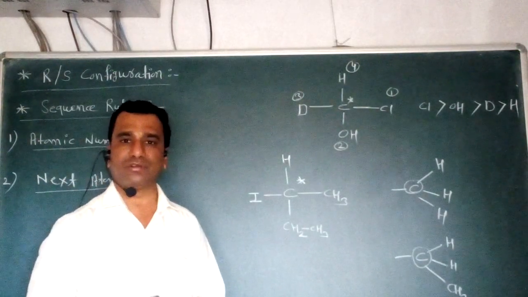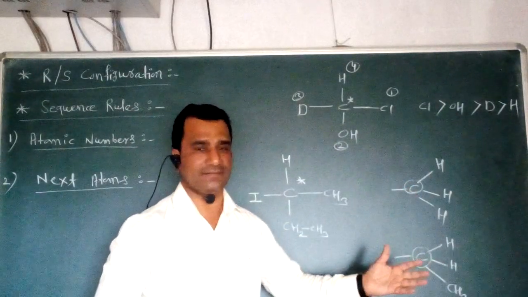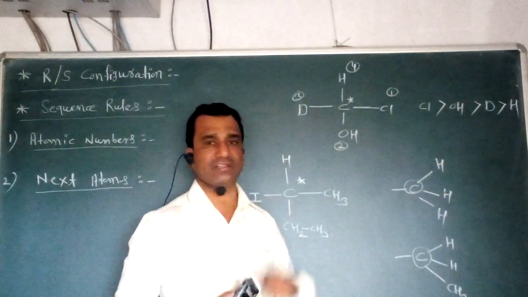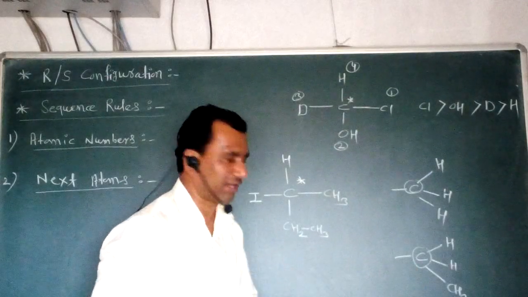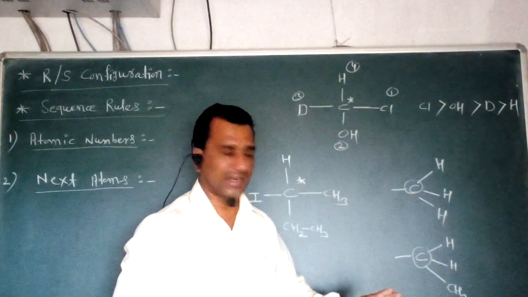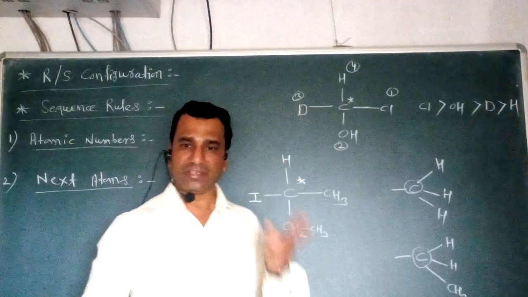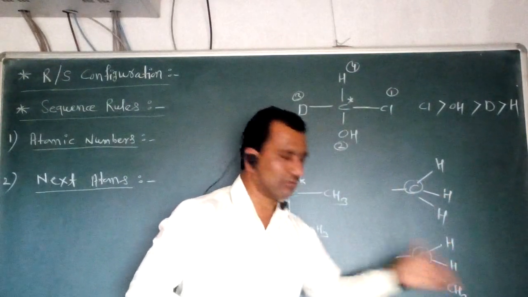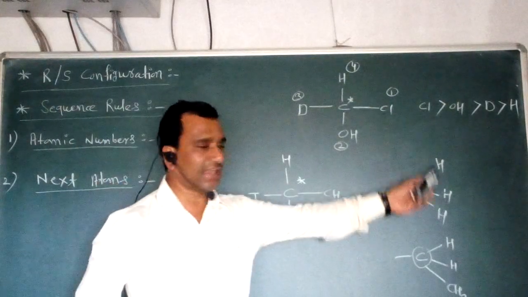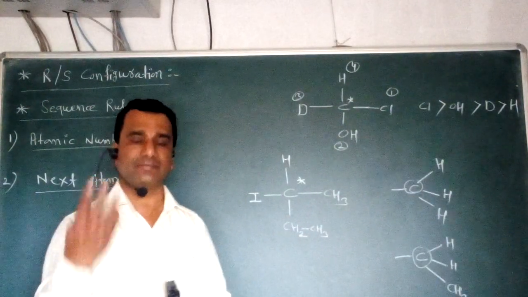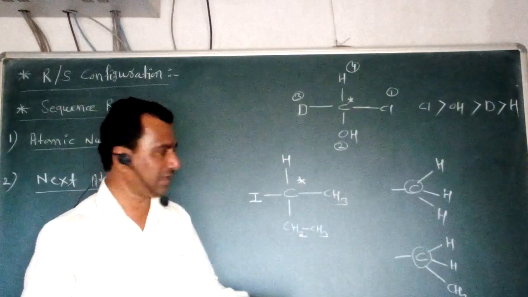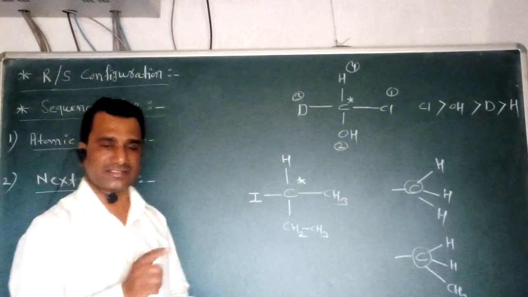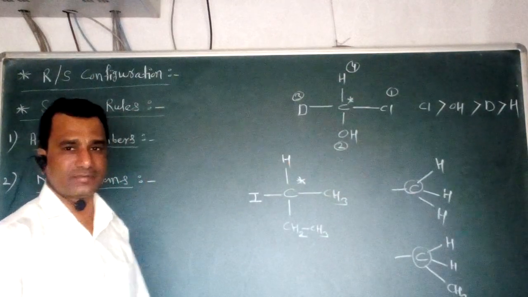So for this purpose we have to take into consideration the next atoms. Next to this carbon, 1, 2 and 3 hydrogen atoms are attached. At the same time, to this carbon atom, two hydrogen atoms are attached, and one methyl group is attached. If we compare 3 hydrogen atoms with 2 hydrogens and 1 methyl group, it is very clear that as compared to 3 hydrogens, 2 hydrogens and 1 methyl group get the highest priority, and that's why the ethyl group has higher priority as compared to the methyl group.